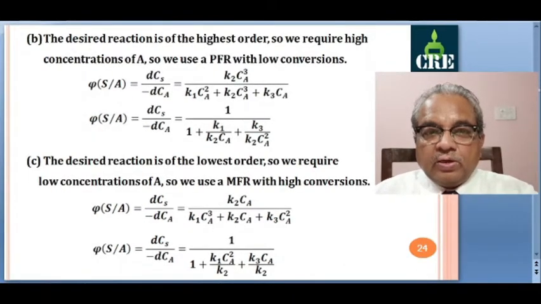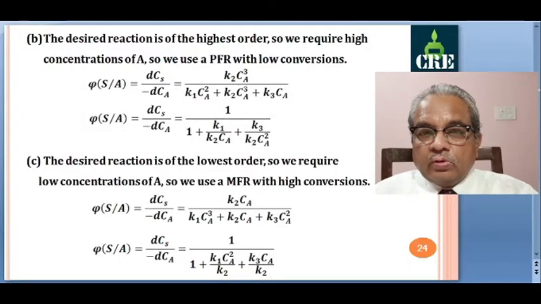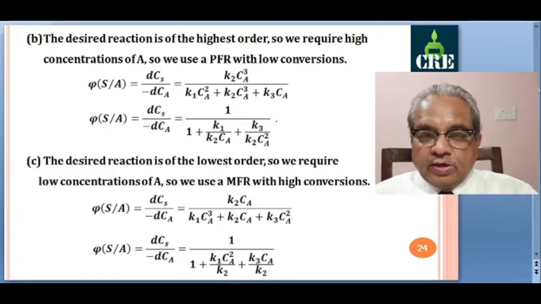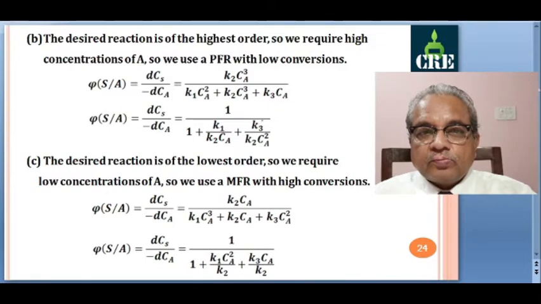So we'll see next part B. Here this S is desired and the order is 3. So K2 Ca cube in the numerator, and this we again divide by this, giving 1. So K1 by K2 Ca will be in the denominator, and K3 by K2 will have Ca squared in the denominator.